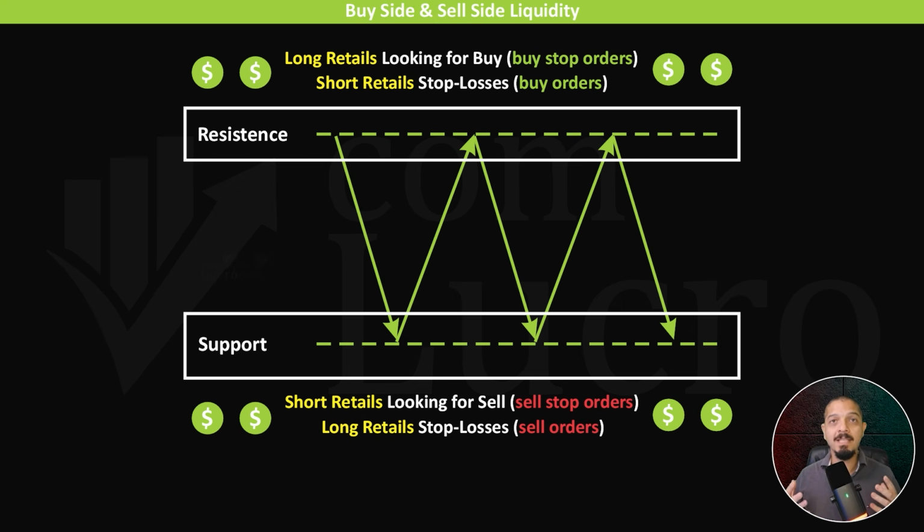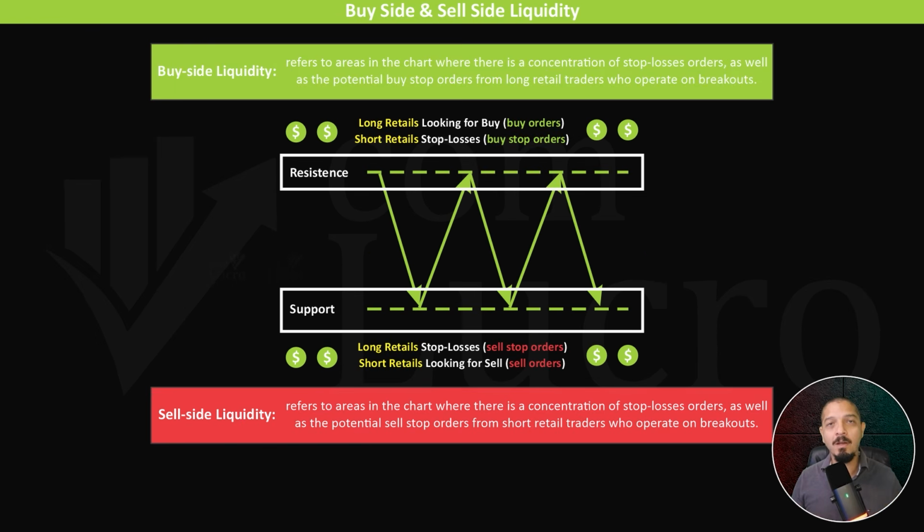Therefore, buy-side and sell-side liquidity do not exist only at traditional support and resistance levels. They form wherever there is a concentration of orders in the market. Buy-side liquidity refers to areas where buy orders are clustered, often above highs or key reference points, while sell-side liquidity refers to areas where sell orders are clustered, typically below lows or areas where traders expect breakdowns.